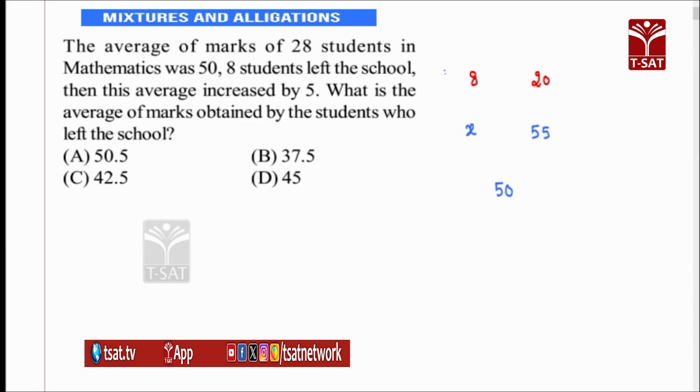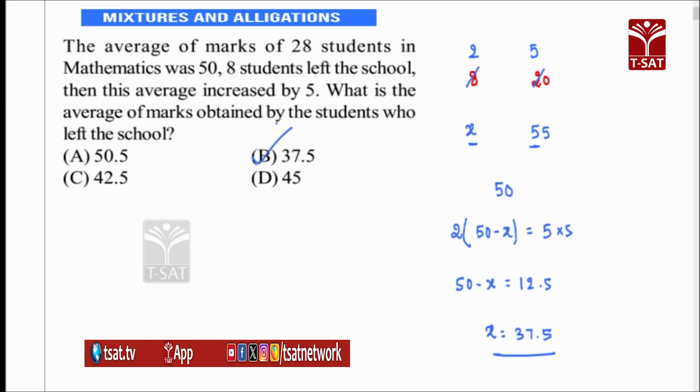So 8 into, so simplify it. 4 2s, 4 5s. So 2 into 55 is more than 50, therefore the 5 must be less than 50. x minus 50, 50 minus x is equal to 5 into 5, 25. I would say 50 minus x is equal to 12.5. x is equal to 37.5, right? So the answer for this is 37.5. That is the average of the students who left the school.